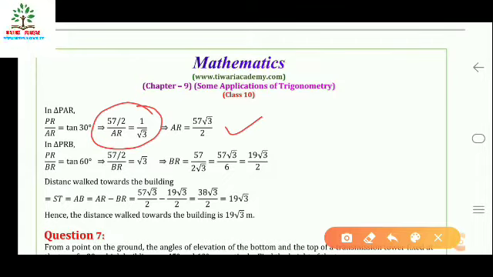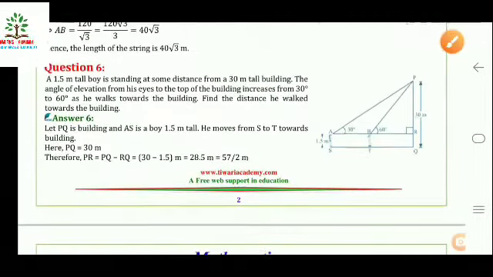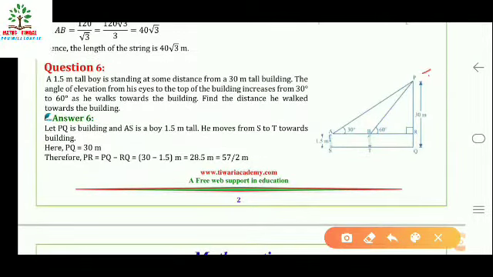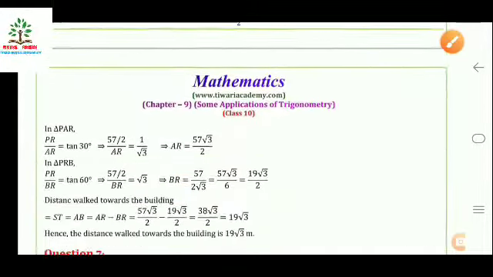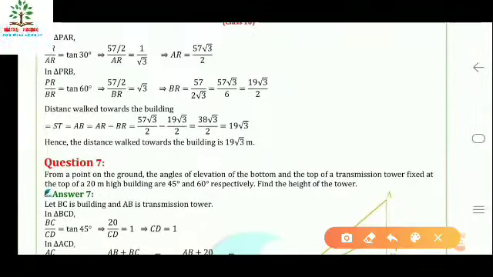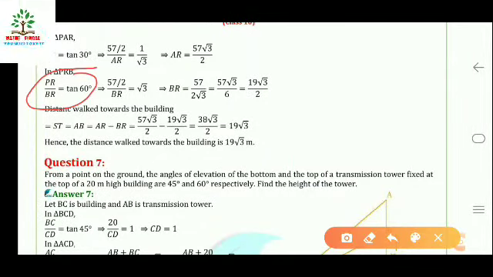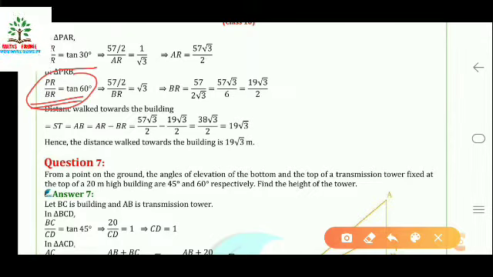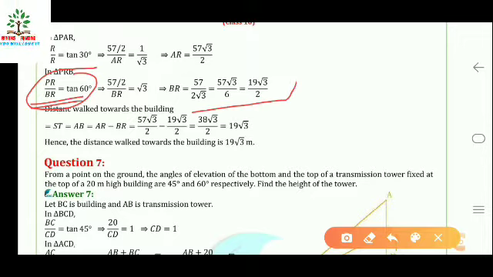In the same way we are taking the other triangle, that is triangle PBR. In this triangle PBR we have PR over BR equals tan 60, putting the value of tan 60, that is root 3. Again, remember that we are taking the known value and an unknown value, so we are using trigonometric ratios here. Just solving this and rationalizing, the result is 19 root 3 over 2.